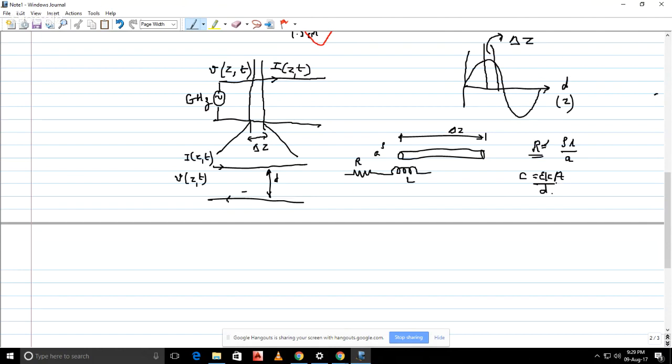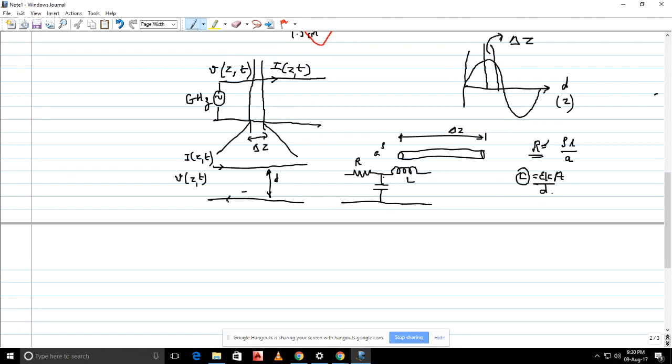Here the area is very small because they are not plates, but they are actually two cylinders. And D is the separation distance between them. Because they are kept in very close proximity, D will be very small. So we will have a dominance of C. We can see that the capacitor actually acts in between the two conductors. So here I will have a capacitor in between the two conductors.